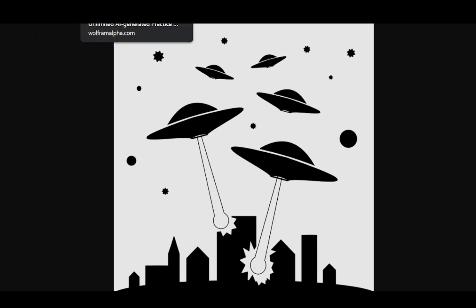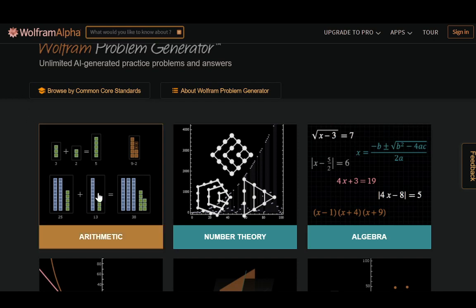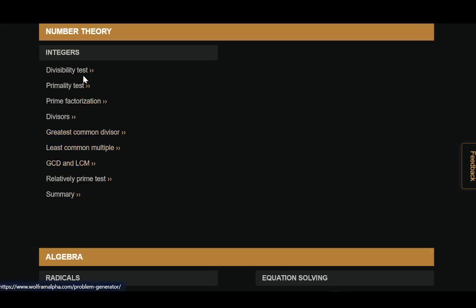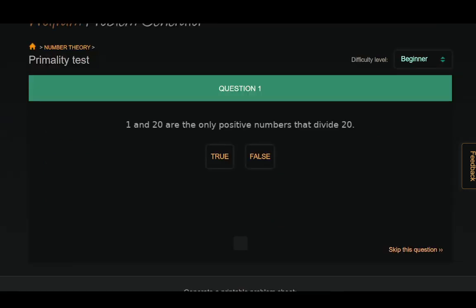So we started out, we did a lot in the arithmetic section, and now we're moving on to the number theory section. We did some divisibility tests last time, and we're going to go on to primality tests this time. That means: is a number prime or not? So 1 and 20 are the only positive numbers that divide 20. So it's basically asking, is the number 20 prime, right?